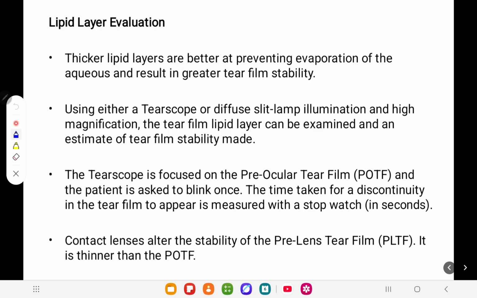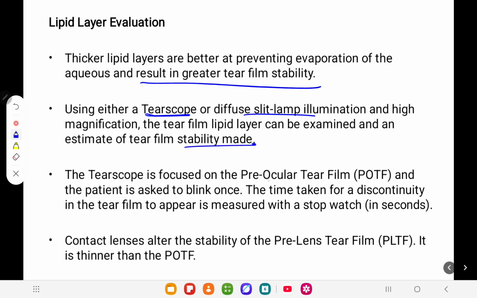Lipid layer evaluation is very important nowadays. A thicker lipid layer is better for the prevention of evaporation, isn't it? That's why lipid is there. It basically prevents evaporation of the aqueous, so the greater the lipid layer thickness, the greater the tear film stability. Using either the tearoscope, a diffuse slit lamp, or high magnification, the tear film lipid layer can be examined and tear film stability estimated.